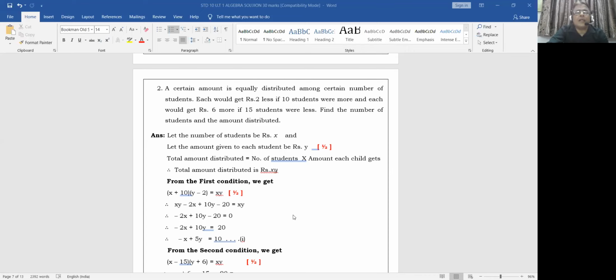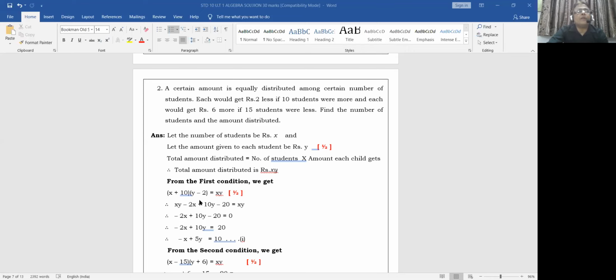Find the number of students and the amount distributed. Again, we will start from the last line. I don't know the number of students. Let the number of students be X, and the amount each student will get be Y. So the total amount we know: total amount will be the number of students into the amount each child gets. So my total amount distributed is rupees XY.